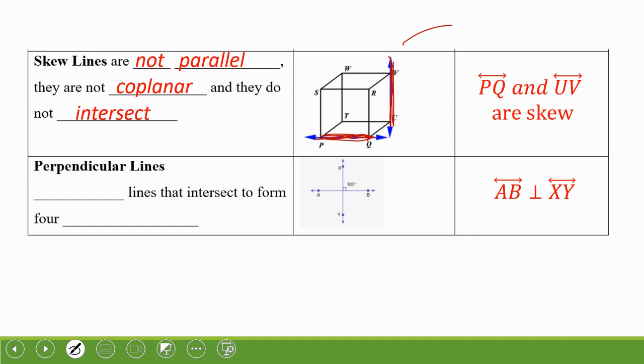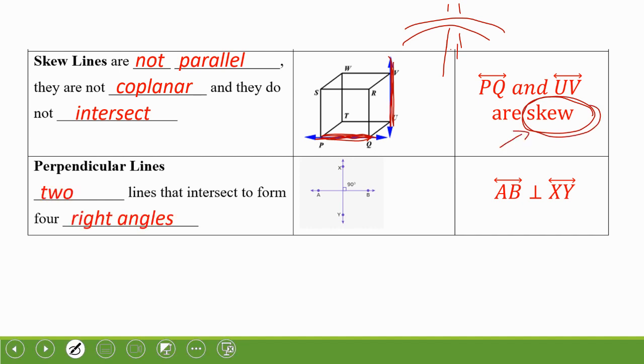So you can think of a bridge and a road going underneath a bridge. They are skew. They go different directions, but they don't touch. That's the whole point of a bridge. And there is no shorthand. We just use the word skew.